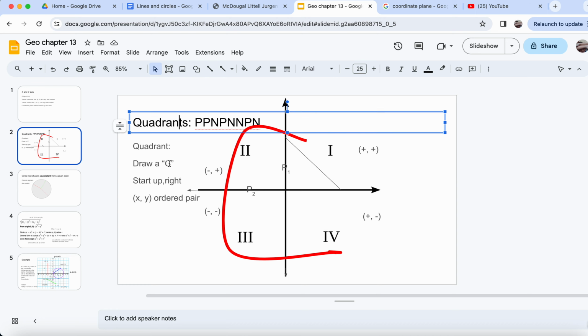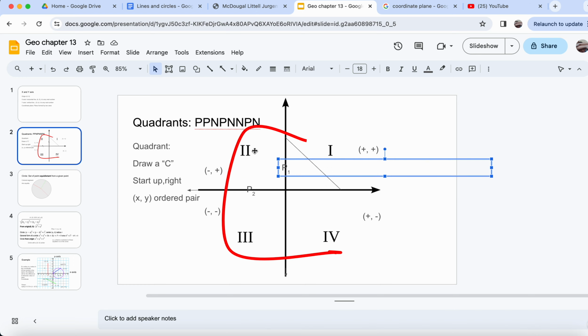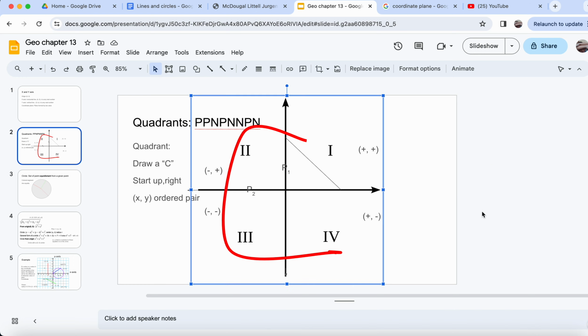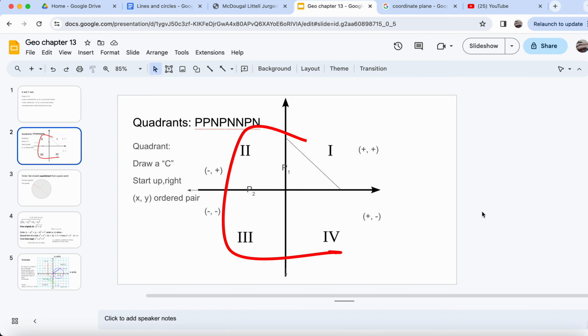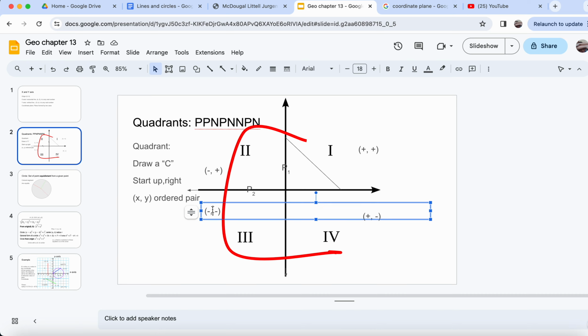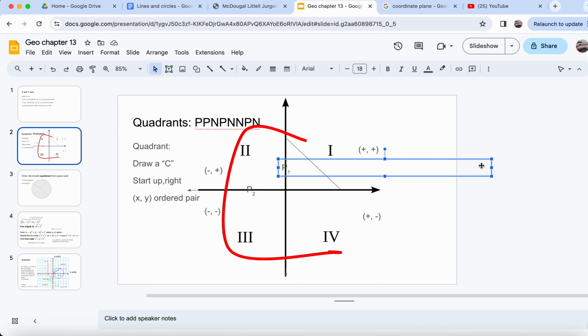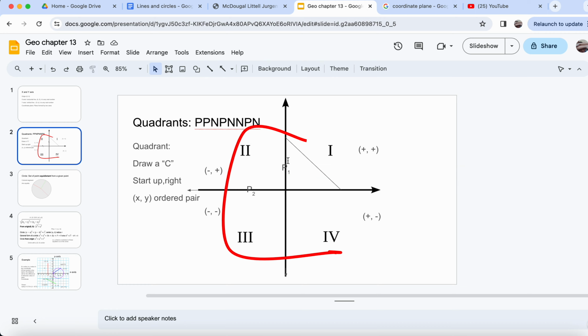Quadrants. If we draw a cross starting off at the right, we form 4 quadrants: first quadrant, second quadrant, third quadrant, fourth quadrant. The signs for the first quadrant are positive, positive. For the second quadrant, negative, positive. Third quadrant, negative, negative. Fourth, positive, negative. Notice 0 does not count as positive or negative. So P1 and P2 are only on the axis. They're not on any quadrant.